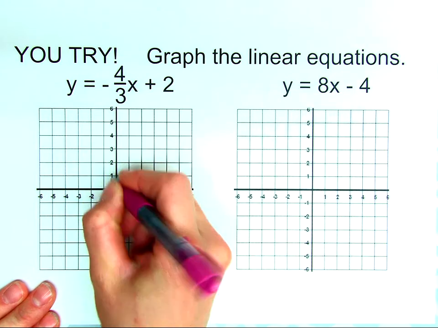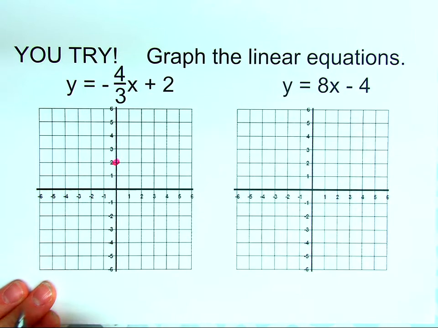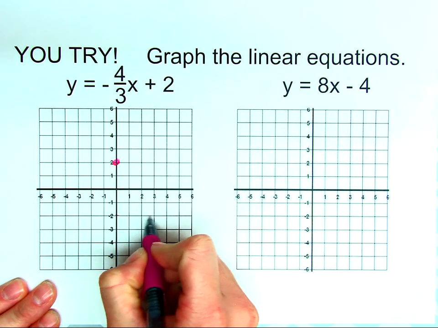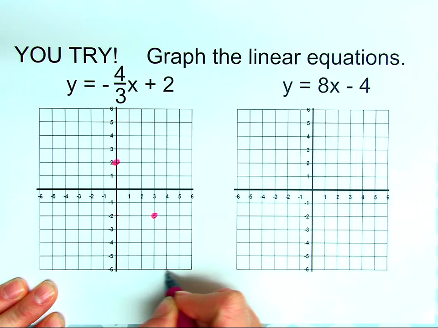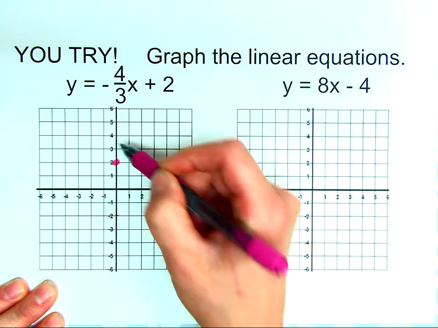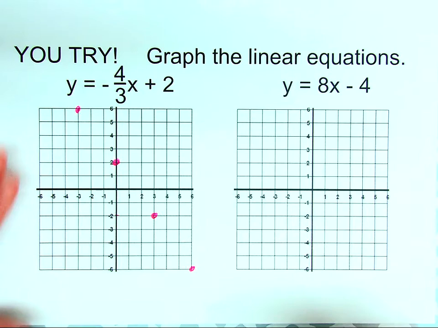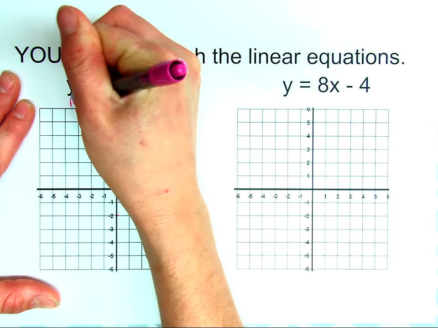So my y-intercept is 2. That goes on your y-axis, not your x-axis. And then I'm going to go down 4 and to the right 3 to make a negative slope. Okay, so I can do that again. Or I could have gone up 4 to the left 3 to make my negative slope. That's how your first one would look.